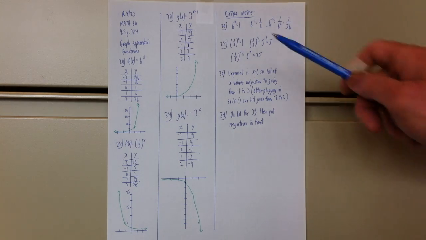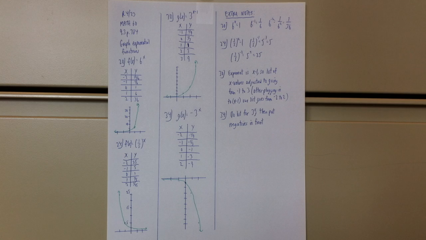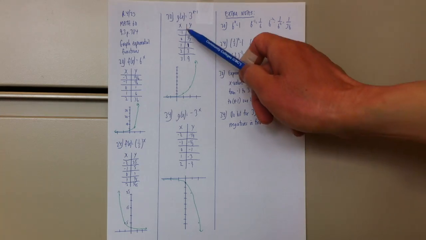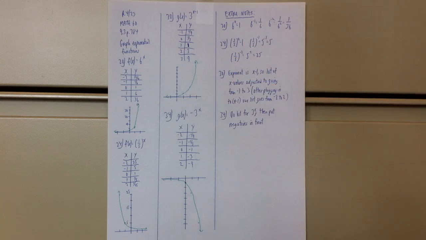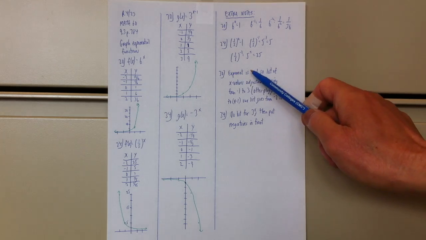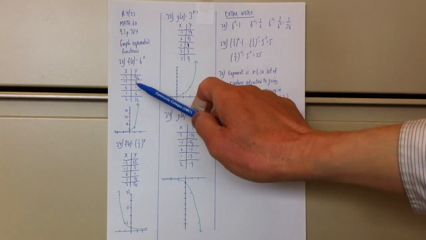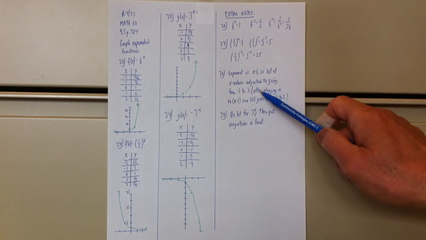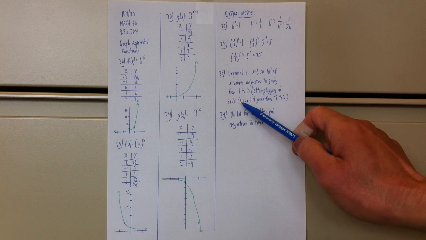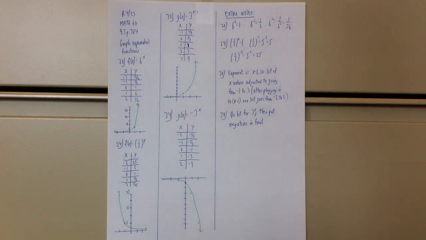Okay, then 30, g of x equals 3 to the x minus 1. This time I made my table to go from -1 to 3 because since the exponent is x minus 1, I adjusted the values for my x by 1 because after plugging in the numbers from -1 to 3, our list will end up going from -2 to 2.